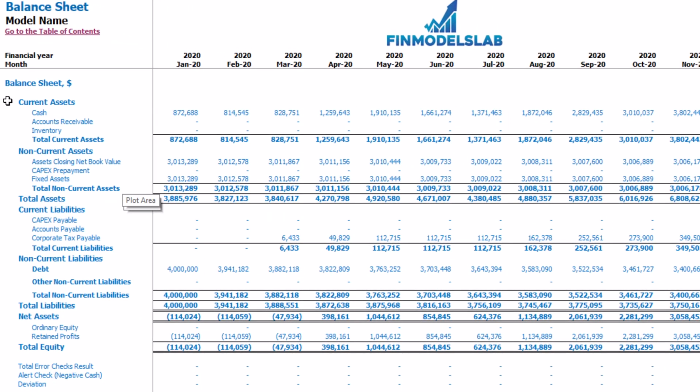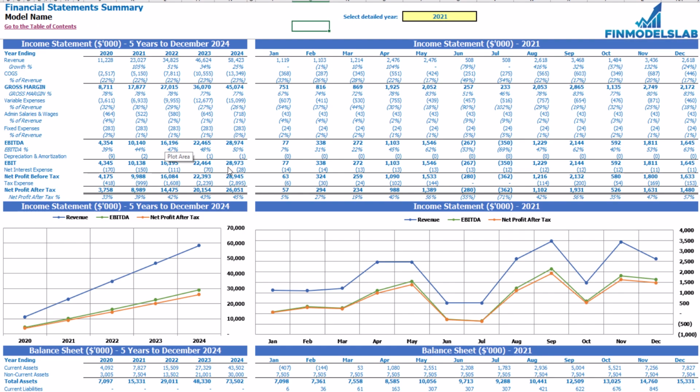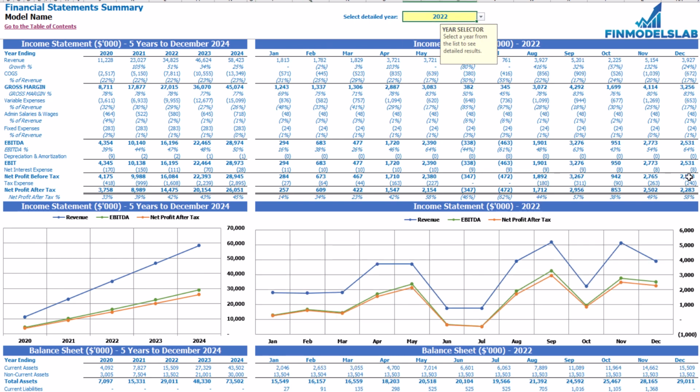And the balance sheet will show you the breakdown of your current assets, non-current assets, current liabilities, non-current liabilities, and equity by its subcategories. The summary of three statements you may find on the Financial Statement Summary tab. On the top you have income statement broken down by 5 years, and the selected year, which you can change here, broken down by months. Below you may see the same information on the chart form.